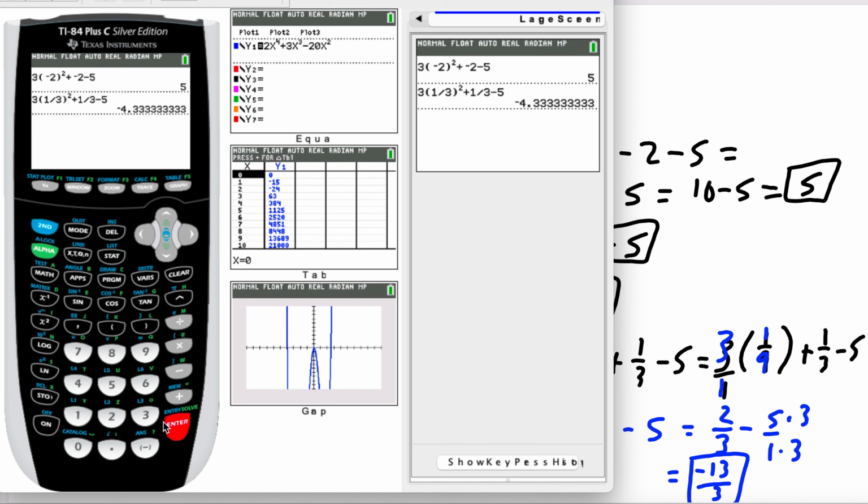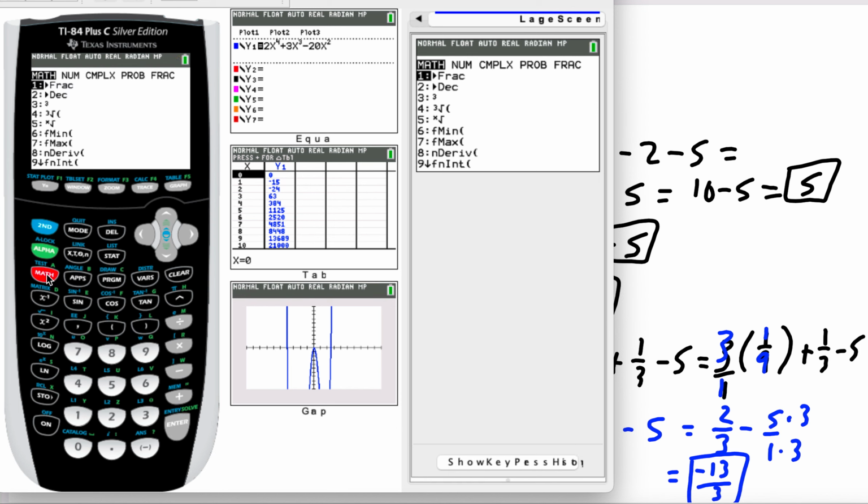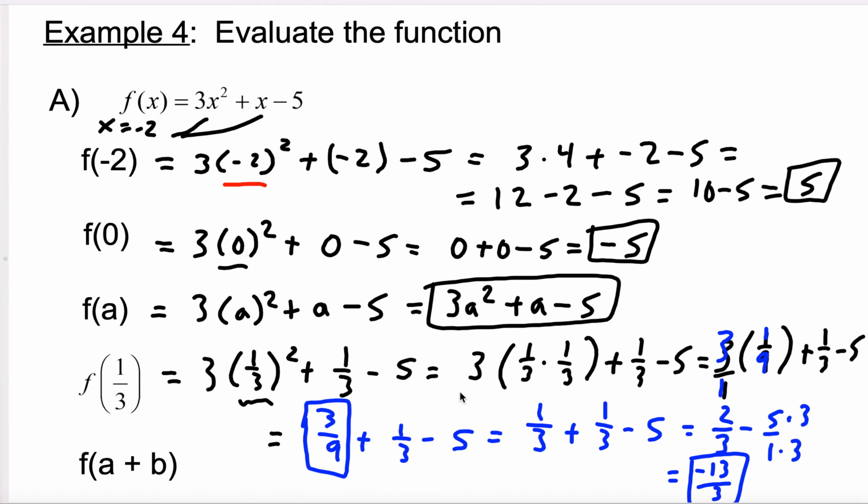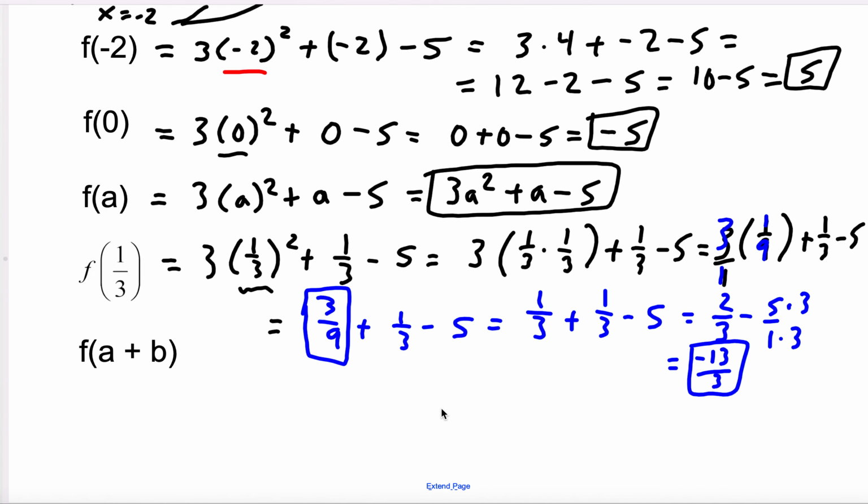So you could write that as a decimal as long as you can write it as an exact solution. So negative 4.3, and then you put that repeating bar above the 3. You could also have your calculator change that into a fraction. I could hit the math frac button, and it will tell me a negative 13/3. Right, and then we have a plus b.